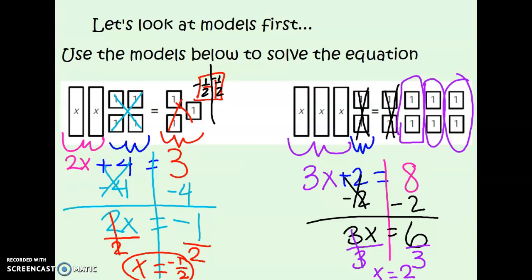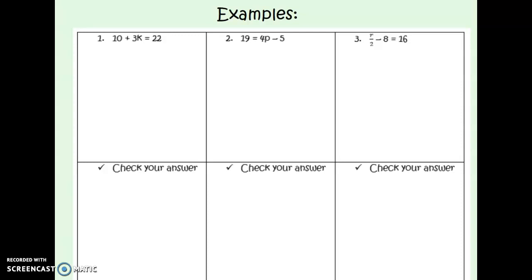All right. Let's look at solving this without the models. Our first example, 10 plus 3k equals 22. We're going to do this the same way. I'm going to draw my line, starting with addition and subtraction. So here, 10 is being added, since it's at the beginning of the expression, so I've got to subtract it. I'm going to subtract it from both sides. This leaves me with 3k, and then 22 minus 10 is 12, so 3k equals 12.